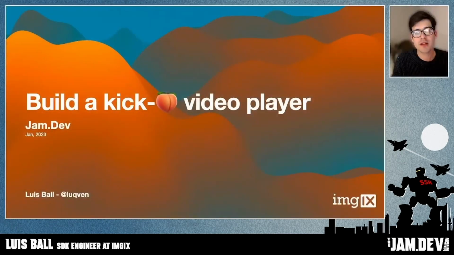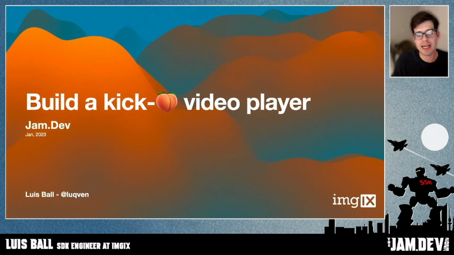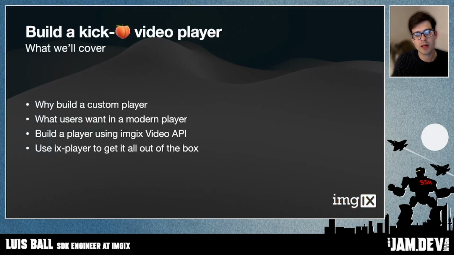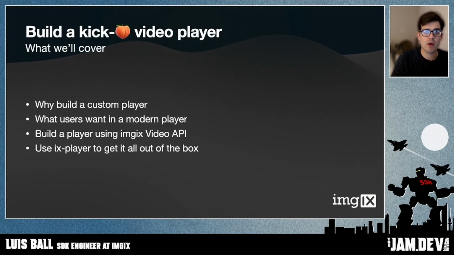Today we're going to talk about building a kick-ass video player using the imgix video API. So what are we going to talk about? We're going to talk about why we want to build a custom player using the imgix video API. What do users expect out of a modern player? And then we're going to go ahead and build that player together using the imgix video API. Finally, we're going to look at IX Player, an imgix player that lets you get all the features we've built together out of the box.